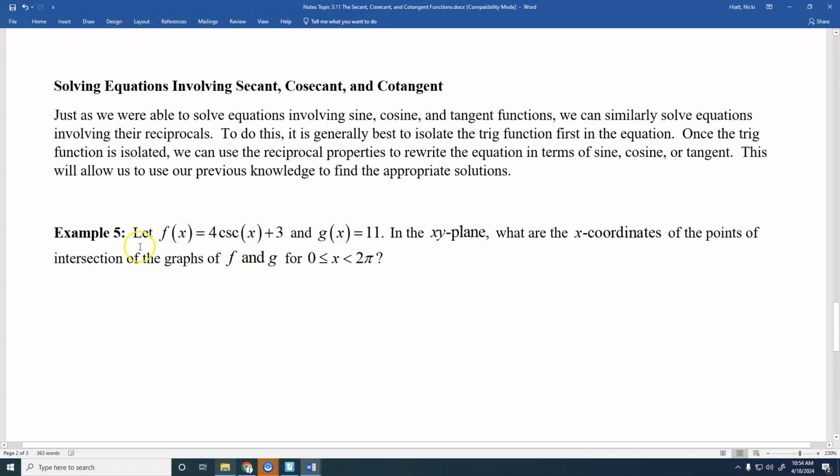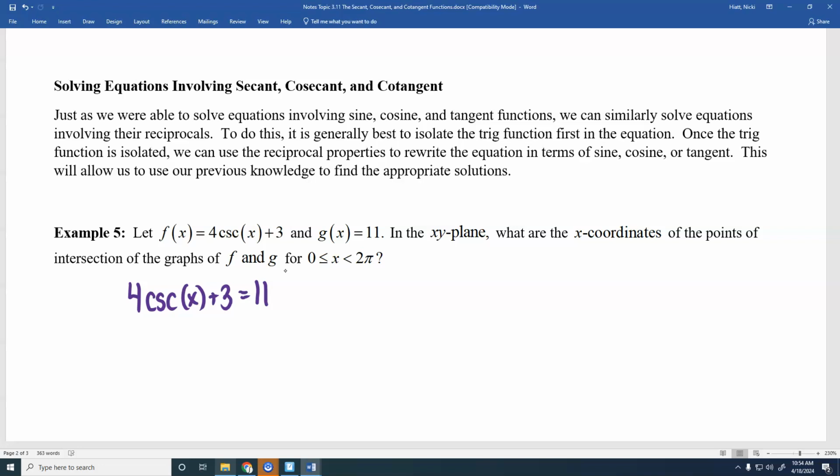So here it tells us f of x equals 4 cosecant x plus 3, g of x equals 11. In the xy plane, what are the x coordinates of the points of intersection of the graphs of f and g? So if we want to see where two graphs intersect, algebraically, we just set them equal to each other, right? So they could have just asked us to solve this equation: 4 cosecant of x plus 3 equals 11.